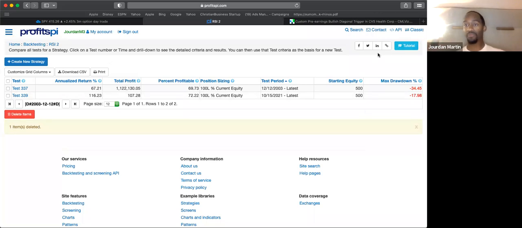But what I'm gonna show you is this test right here, test 337. I ran more than that. But this is a back test I ran. Notice that max drawdown, which is crazy. You know, the whole account is down 30%.